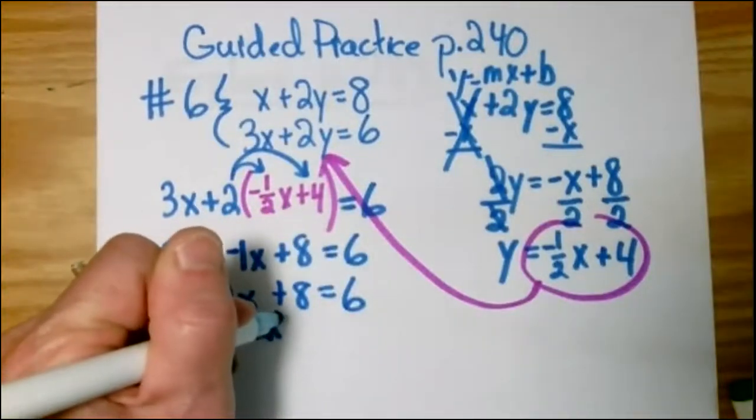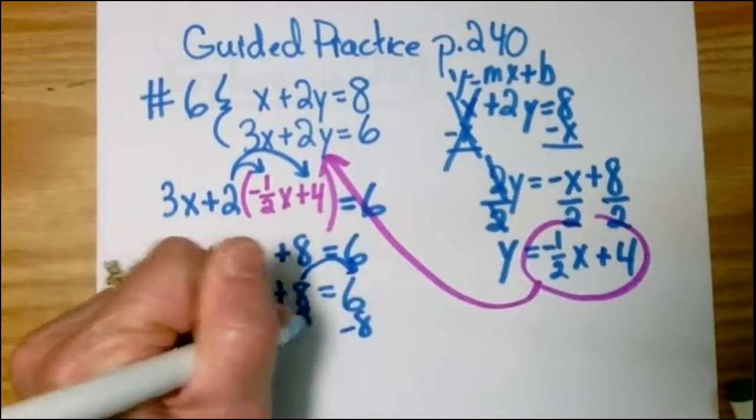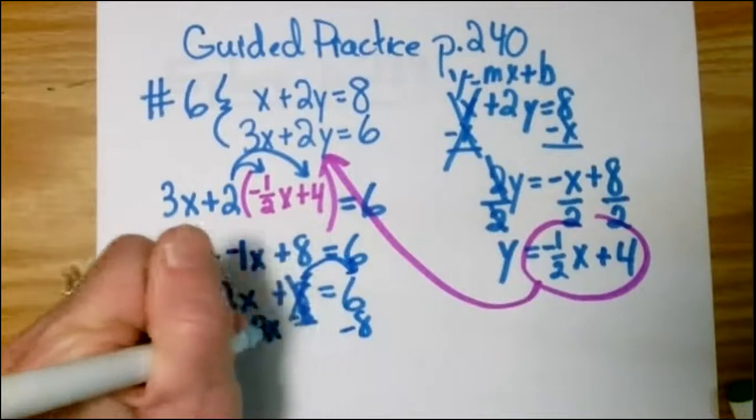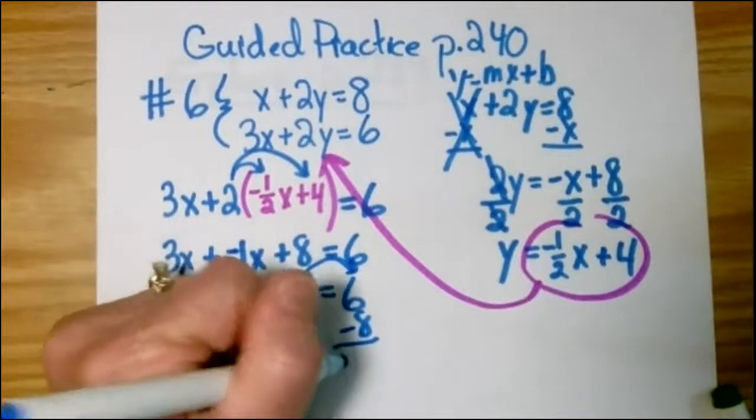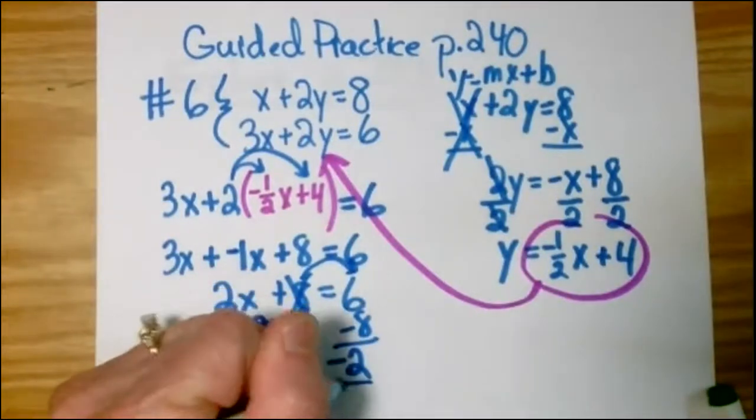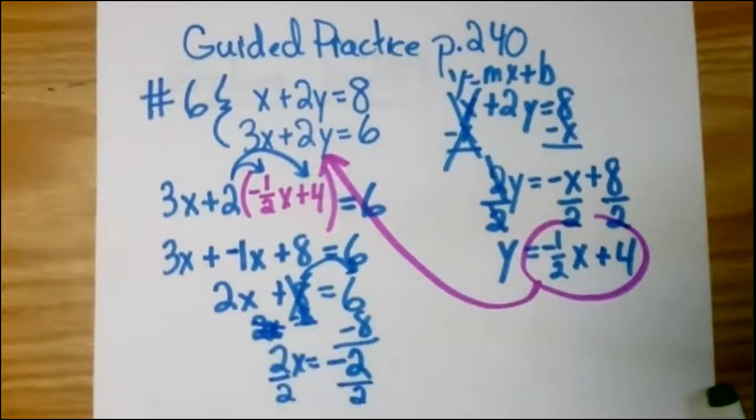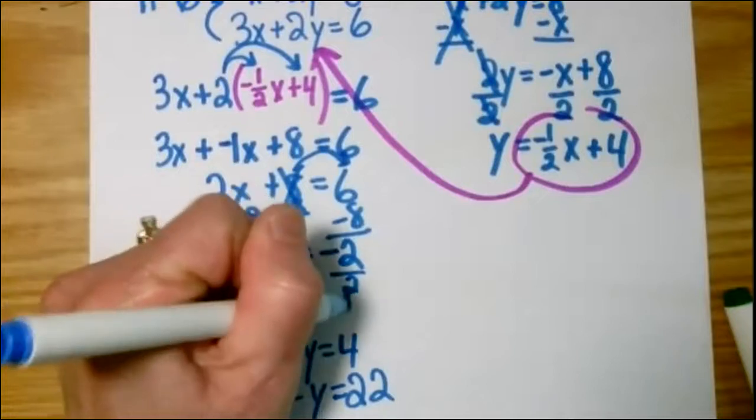Move the 8 to the other side. 2x. Moving it over here becomes a negative 8. They cross off. 2x. Move it down. 2x is equal to 6 minus 8 is negative 2. And now I divide by 2. X is equal to negative 1.